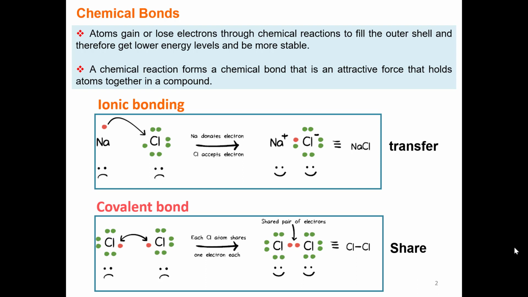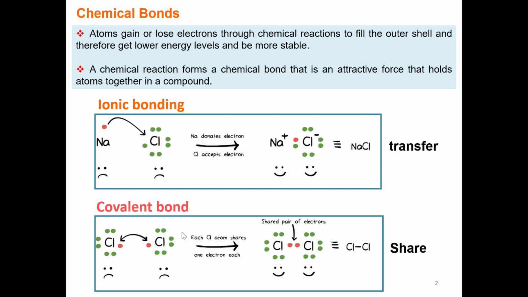When chemical reactions occur, they form a chemical bond, which is an attractive force that holds atoms together in a new compound. We discussed two kinds of chemical bonds: ionic bonding, in which the electrons are transferred from one atom to another atom. In this example, sodium transfers one electron to chlorine to be more stable and form sodium chloride. In the case of covalent bonds, the atoms share the electrons to be more stable. It means to achieve the noble gas configuration.